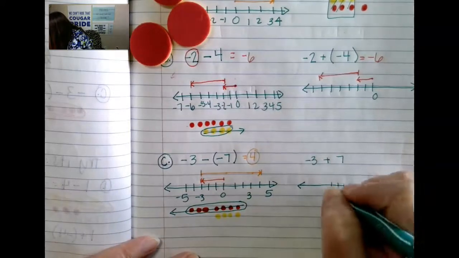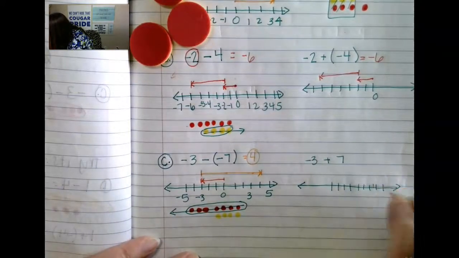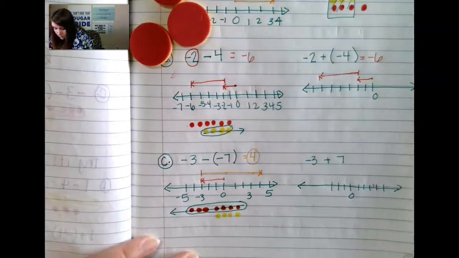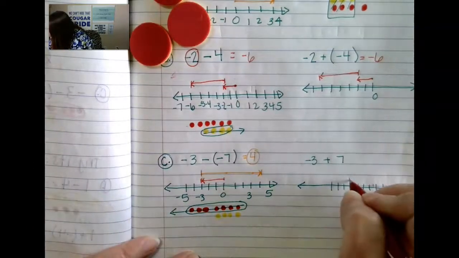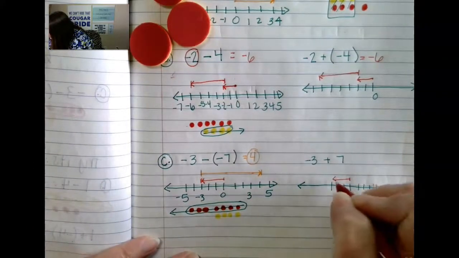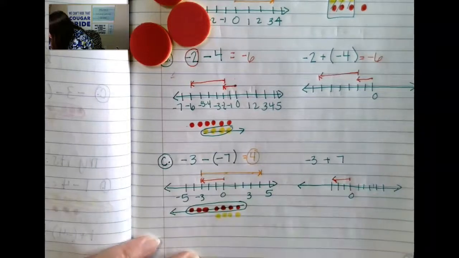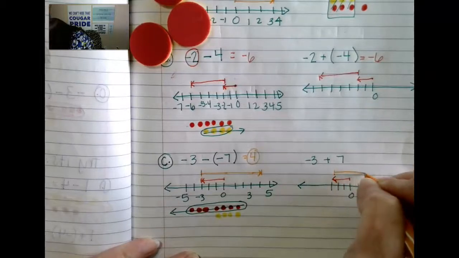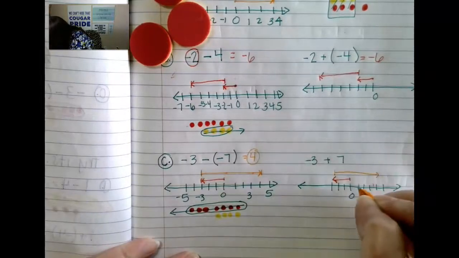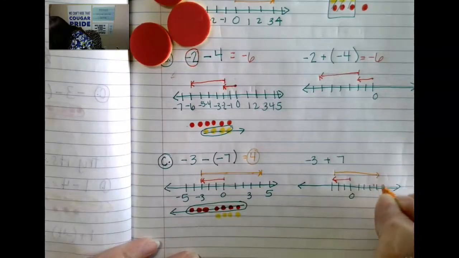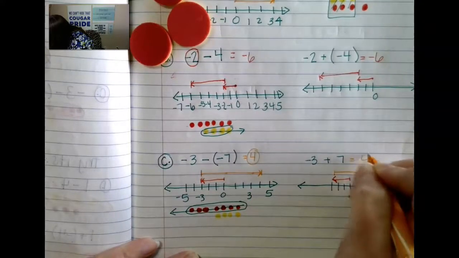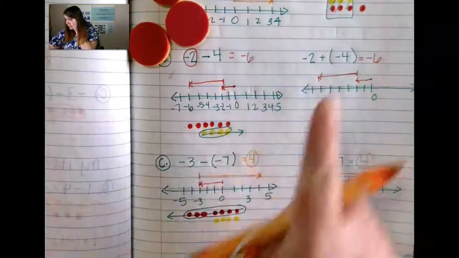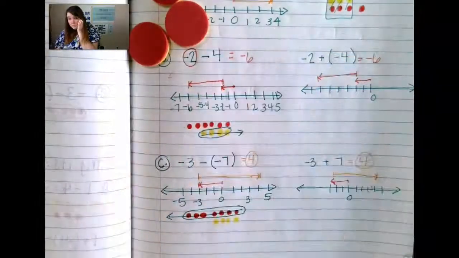So, starting at 0, I go to -3. And now I need to add on +7. So I'm going to add on +7, and that equals 4. Adding the opposite.